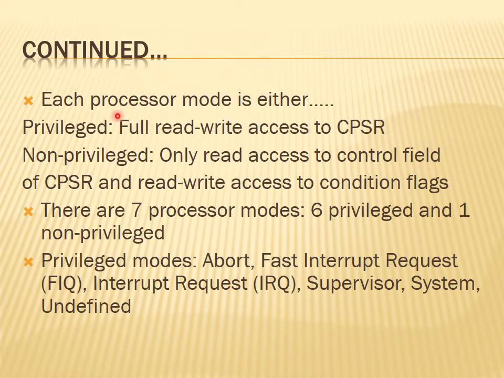Of course, I told you that the ARM processor is working in different modes. So these processor modes are categorized under two types. One, you can say privileged mode or the non-privileged mode. Okay. So privileged mode means what? It is having a full read-write access to the CPSR. CPSR is nothing but what?